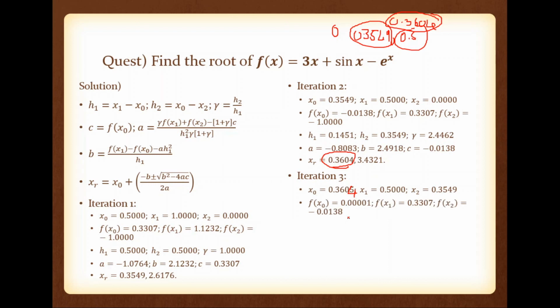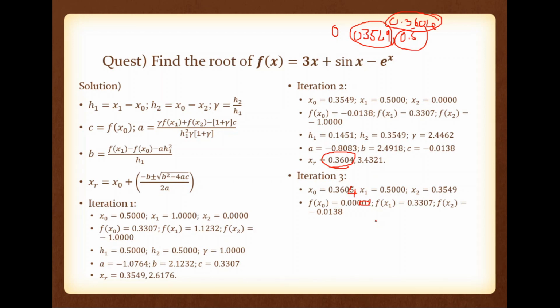So if you are finding f of x0, actually this one is not significant, so we can neglect this. So f of x0 is 0. Okay, f of x0 means at x0 the value of the function is 0. What is the indication? The indication is nothing but that x0, that is 0.3604, is the root. That is why f of x0 is 0.